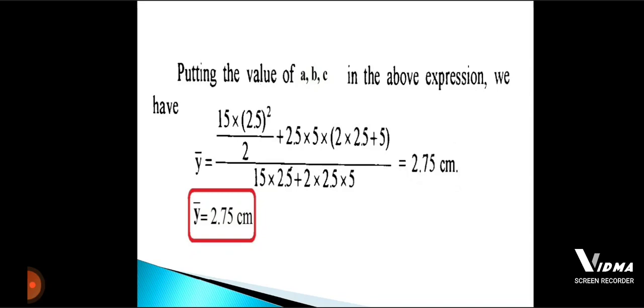Now putting all the values of a, b, and c in this above expression, we have the value of y bar, that is 2.75 centimeter. That is the position of the centroid of the composite section, that means the channel section, from the reference axis x.